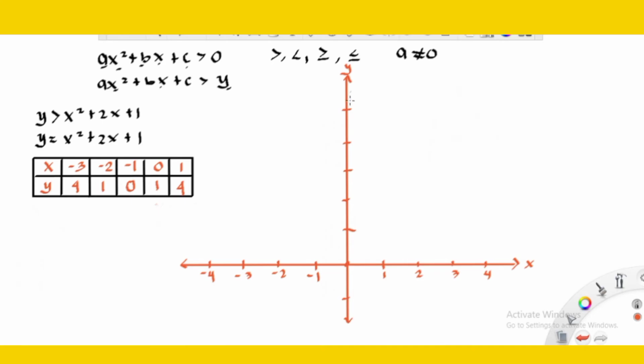So, in the vertical line, this is the y-axis. Sa taas ay positive numbers. So, 1, 2, 3, 4, 5. Sa baba ay negative. Okay, let's plot the points.